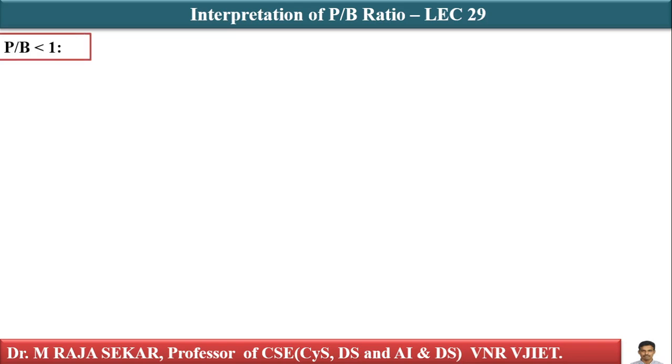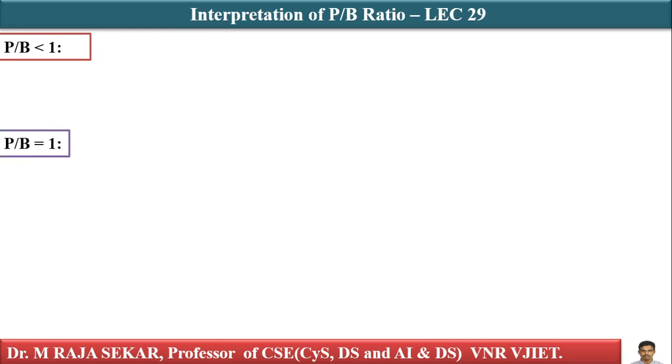P by B less than 1 means it is an undervalued stock. P by B equal to 1 means fairly valued stock. P by B greater than 1 means overvalued stock. Then what is this P by B less than 1? The stock is trading for less than the company's book value. It indicates the stock might be undervalued. This could mean the market has low expectations for the company's future performance, or the company is in distress.